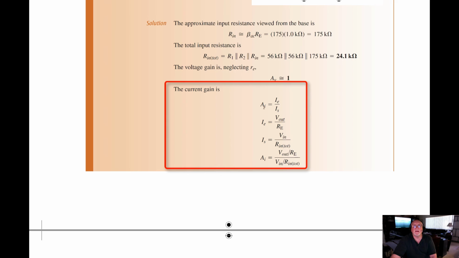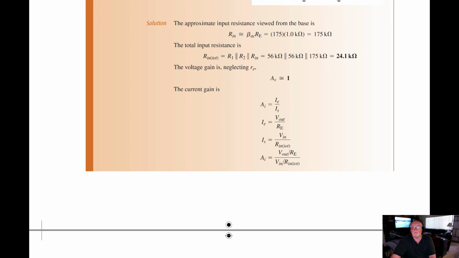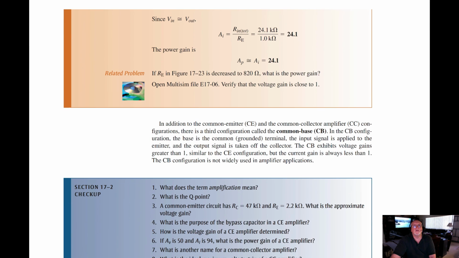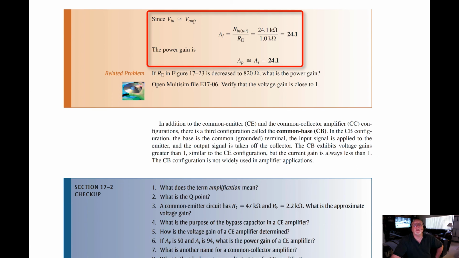The current gain then, I sub A, is equal to I sub E over I sub s. I sub E is equal to V out over Re. I sub s is equal to V in over R in total. And the gain for the current is V out Re over V in R in total. So since V in is approximately equal to V out, we have the current gain equal to R in total over the emitter resistor, which gives us 24.1. Again, no units. The power gain then is equal to the current gain of 24.1.